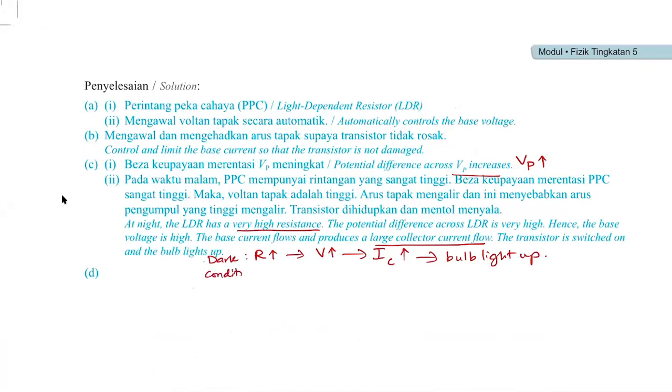Dark condition. In dark condition, the resistance increases, and then the voltage at the base will increase, and then it will turn on the switch at the base, and then collector current increases, and then it will be able to light up the bulb. Okay, so itu dia punya short form di sana on how the bulb is able to light up. Dapat? This is a very popular question in exam.